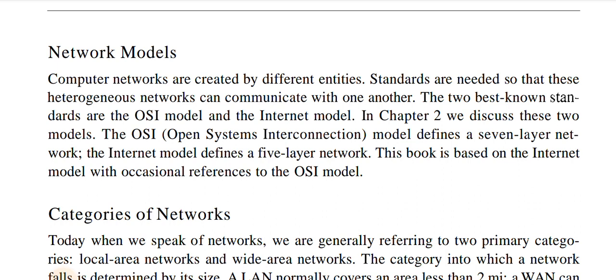The OSI (Open Systems Interconnection) model defines a 7-layer network. The Internet model defines a 5-layer network. This book is based on the Internet model with occasional references to the OSI model.